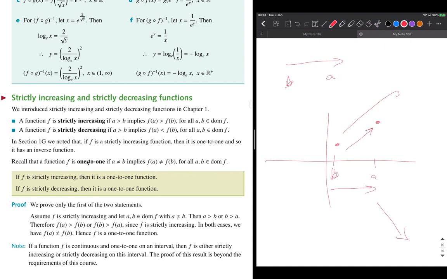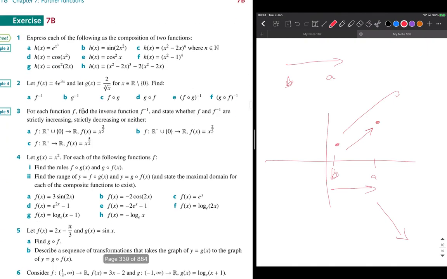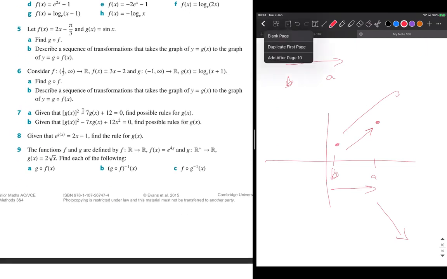Important to note here that if it's strictly increasing, then it's 1 to 1 because it'll pass the vertical and horizontal line tests. Same with strictly decreasing. And then this one is just saying if it's strictly increasing, then the inverse is also strictly increasing. Same with decreasing. So don't overthink strictly increasing and decreasing. Let's just find a question to practice that.